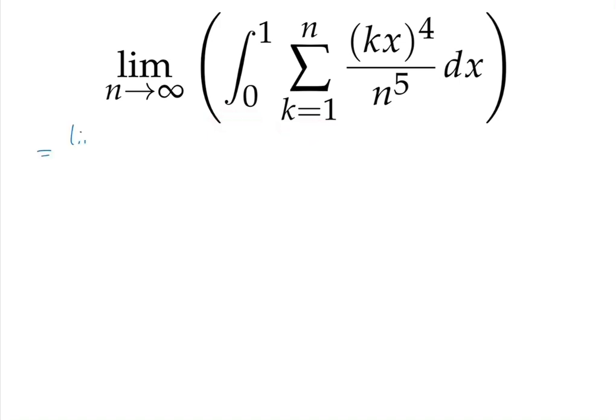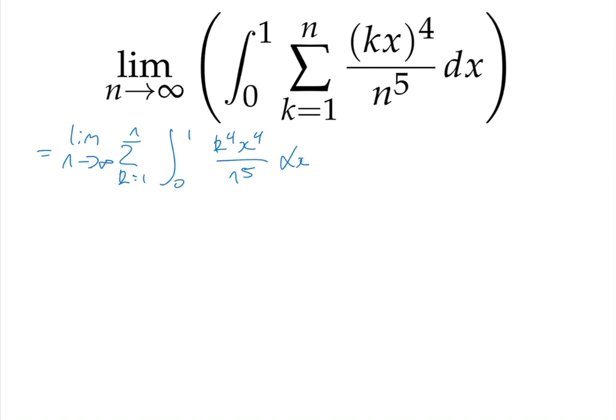So we're going to have the limit, still as n goes to infinity, of the summation from k equals 1 up to n, of the integral from 0 to 1 of this entire thing. We'll expand that bracket at the top as well. So it's k to the power of 4 multiplied by x to the power of 4 divided by n to the power of 5. And that integral is still with respect to x.